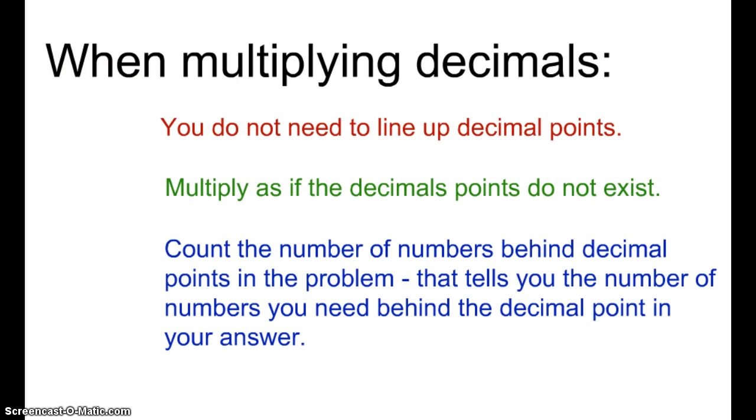So here is a summary. When multiplying decimals, you do not need to line up your decimal points. You're going to multiply as if the decimal points do not exist. So multiply and pretend they're not there. Then count the number of numbers behind your decimal point in the problem, and that tells you the number of numbers that you need behind your decimal point in your answer.